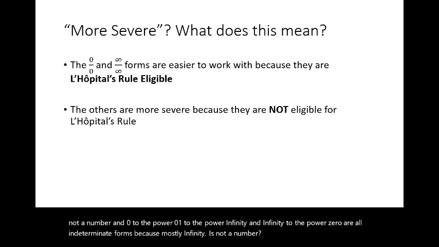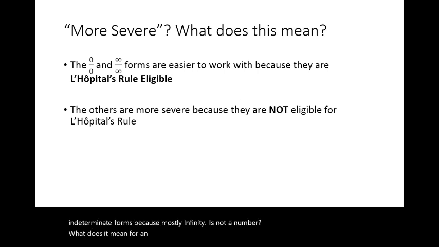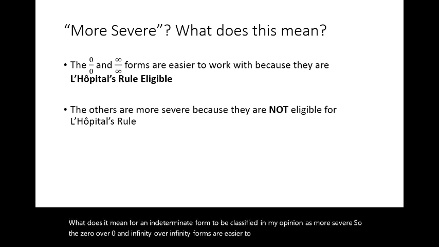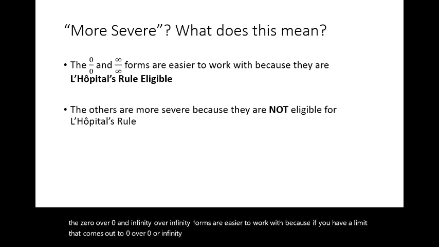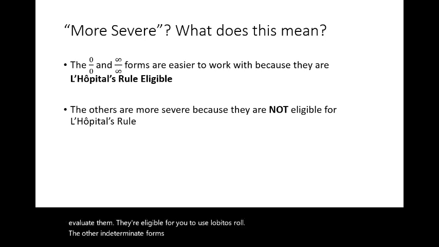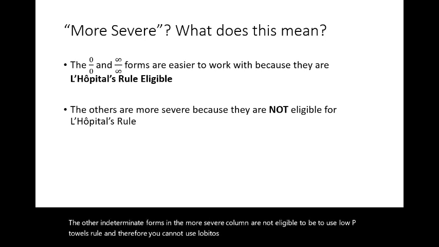So, what does it mean for an indeterminate form to be classified, in my opinion, as more severe? The 0 over 0 and infinity over infinity forms are easier to work with because if you have a limit that comes out to 0 over 0 or infinity over infinity, you can use L'Hopital's rule to evaluate them. They are eligible for you to use L'Hopital's rule. The other indeterminate forms in the more severe column are not eligible, and therefore you cannot use L'Hopital's rule when a limit comes out to any of those other indeterminate forms.